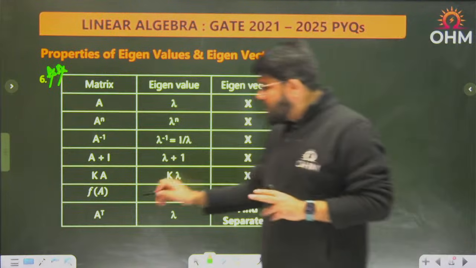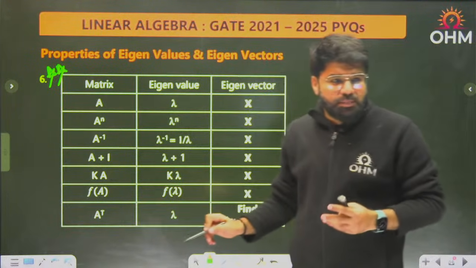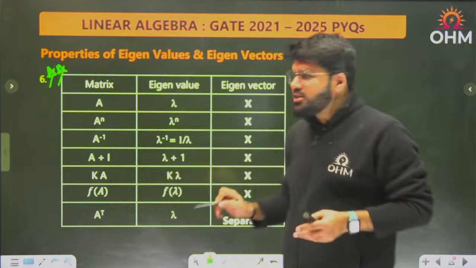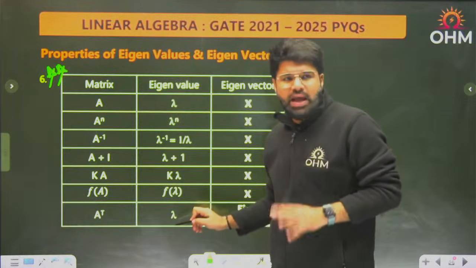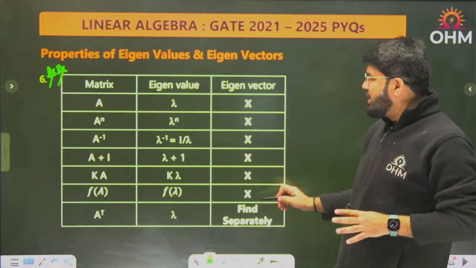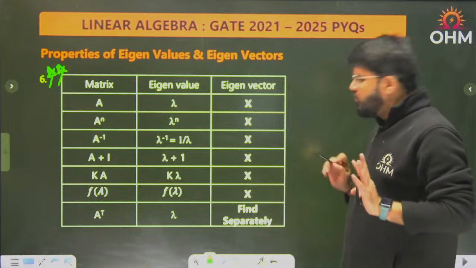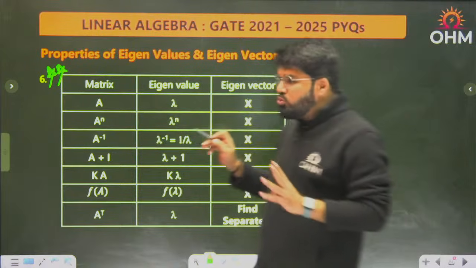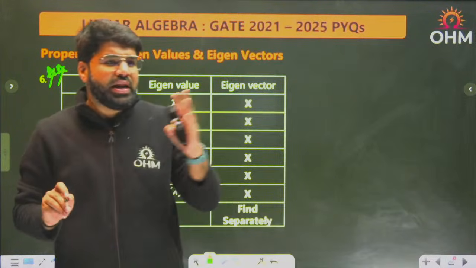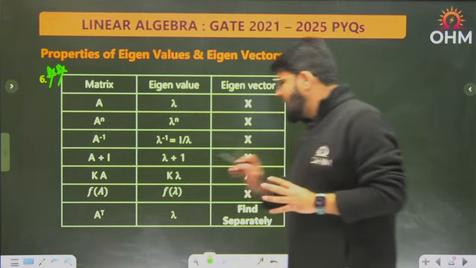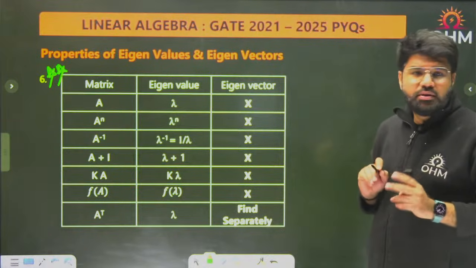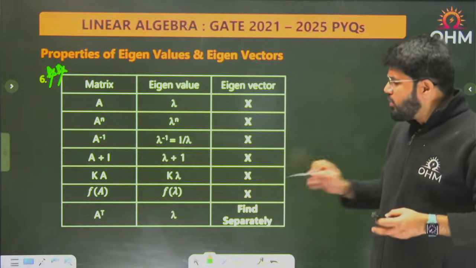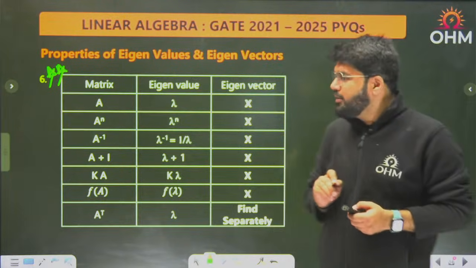Now A transpose is not a function of A. A transpose is a separate matrix where you exchange the rows and columns. If the matrix is A transpose, the eigenvalues remain the same, lambda, but for the eigenvectors there is no property, you have to find them separately. We don't say the eigenvector is the same here. But for any operation like square or cube, the eigenvalue will satisfy the same thing with the same eigenvector. We will see multiple questions on this property directly or indirectly.